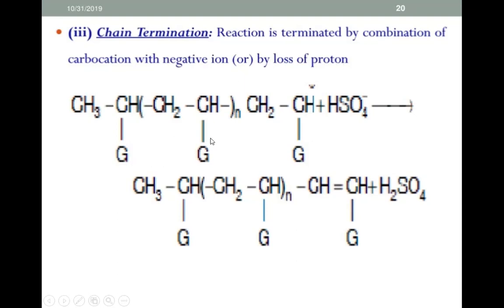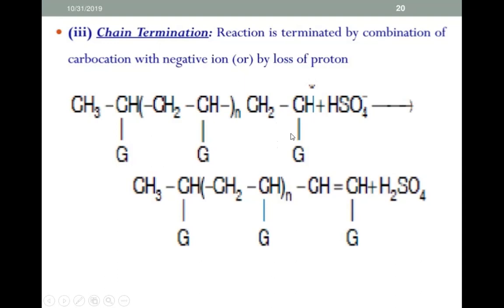Here, this is the product which is obtained from the propagation step. It gets combined with the negative ion, that is HSO4 minus, which is called the sulfate ion. The combination takes place, and it forms the product by the loss of proton. See, here in this, beta hydrogen transfer takes place by the process called disproportionation reaction.